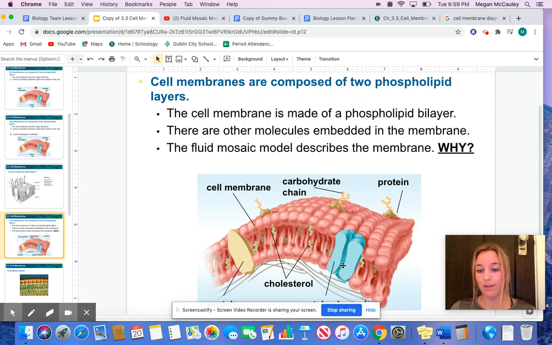So proteins have 4 functions. They can transport material. They can be protein receptors, which accept signals from the environment to trigger action in the cell. They can be enzymes, so catalysts, or they can be anchors to help with cell structure. Okay?